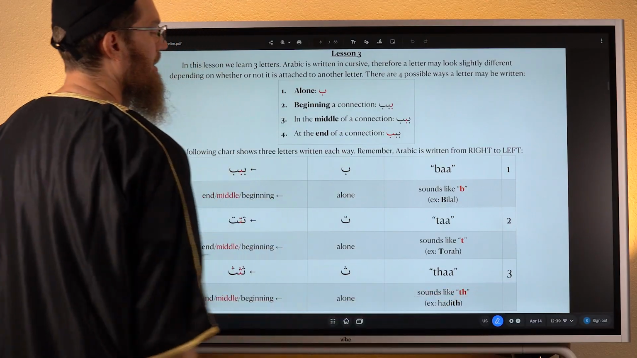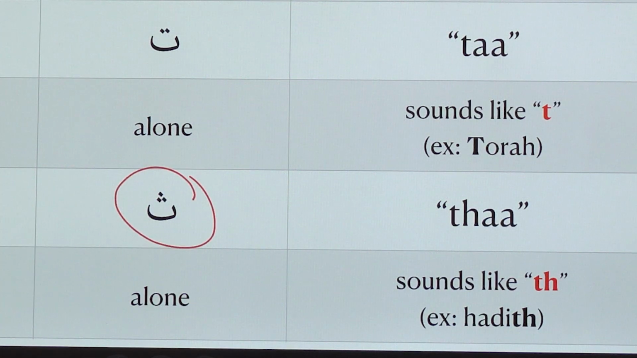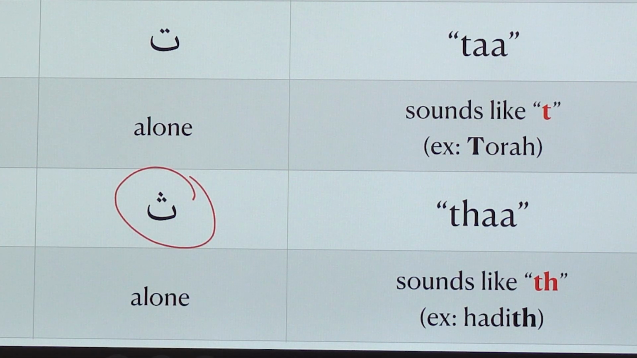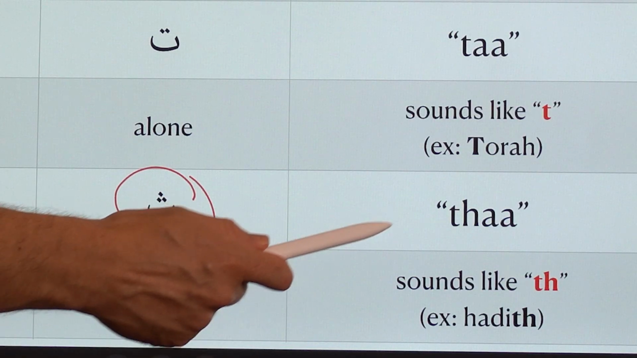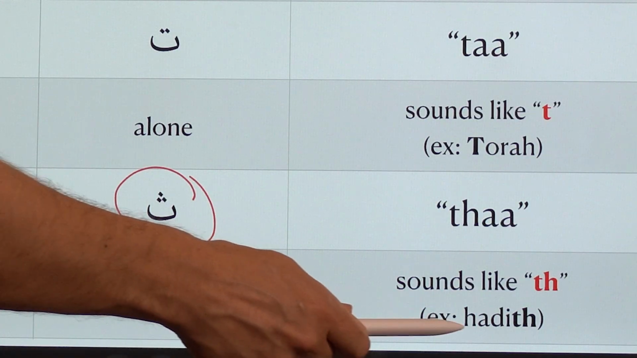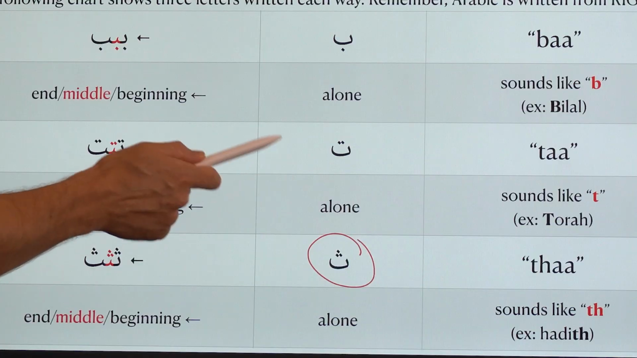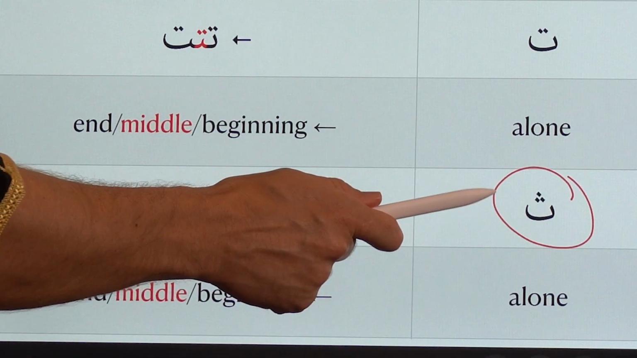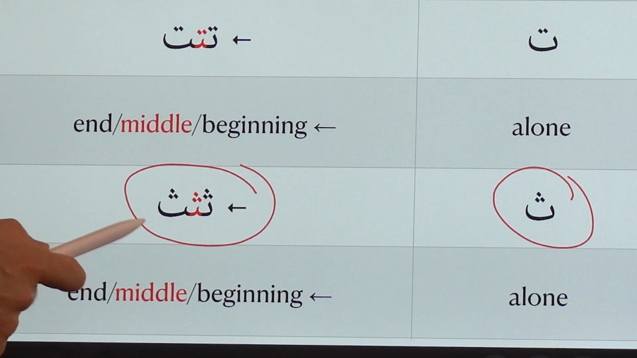And the third letter we're going to learn in this lesson is the letter tha, which looks like this. The letter tha sounds like the English combination of T and H, that th sound. An Arabic word that has the letter tha is the word hadith. The word hadith ends with the letter tha. And the letter tha looks just like the ta and ba, except it has 3 dots above it. This is how it's written alone, and this is how it is written when it is in the beginning, middle, or end of a connection.